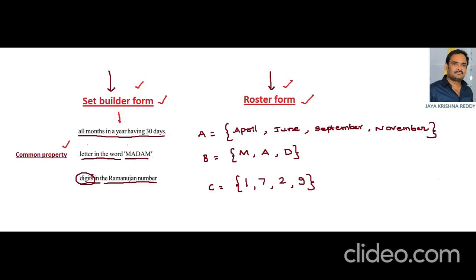Set builder form means we have to mention the common property of the set, but here we will not mention the elements. And roster form means here we will list out all the elements of the set, but the common property will not be mentioned. So you have to learn to convert the given set from set builder form to roster form, and from roster form to set builder form. That will be the most important topic from this chapter.